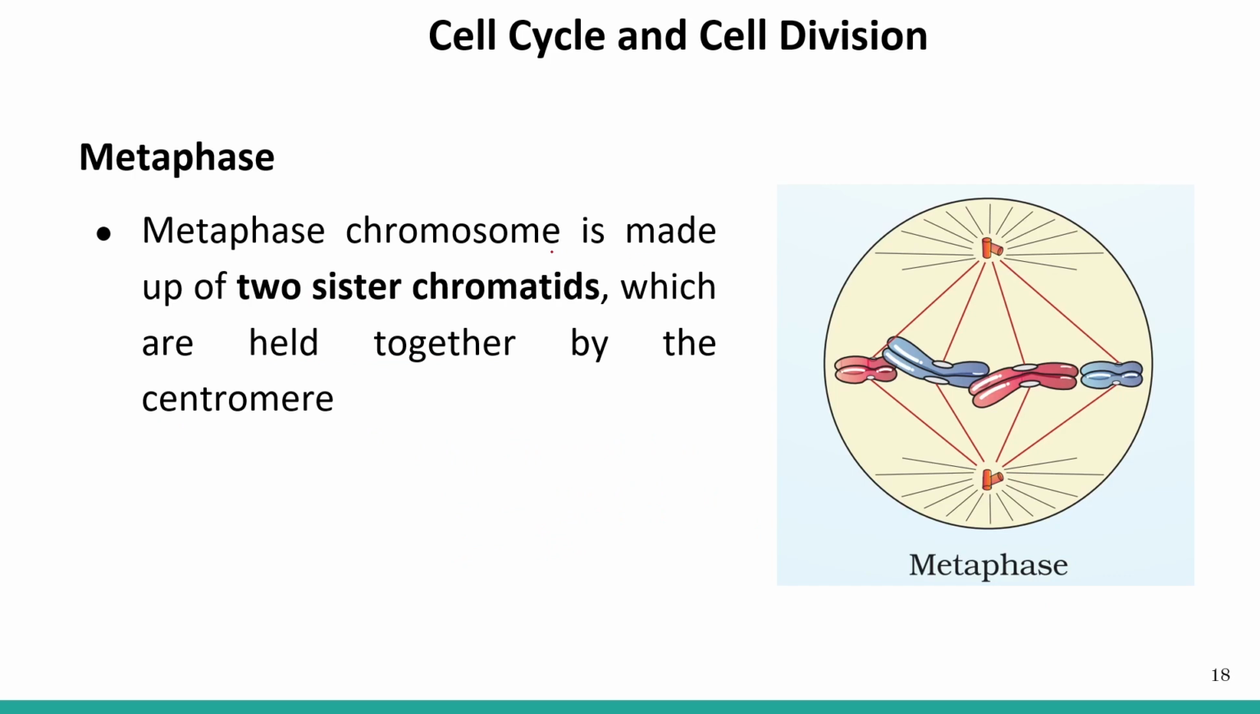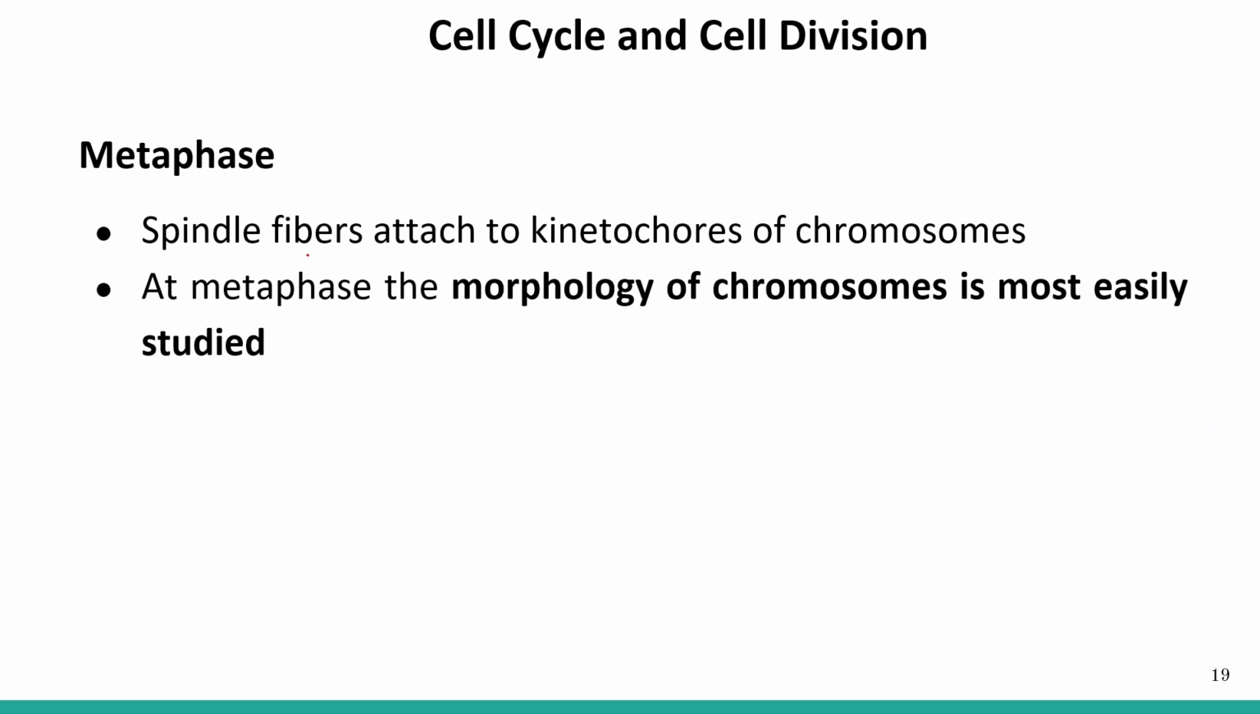Now, a metaphase chromosome is again made up of 2 sister chromatids which are held together by the centromere. These are two sister chromatids. This is the figure given in your NCERT book. These are two sister chromatids which are held together by a centromere. Now, spindle fibers are attached to the kinetochore of the chromosome. This we have already seen. If this is a chromosome, these are kinetochores and spindle fibers are attached here.